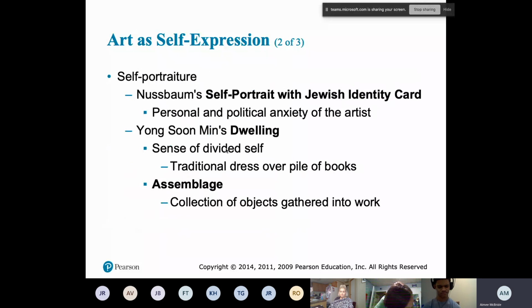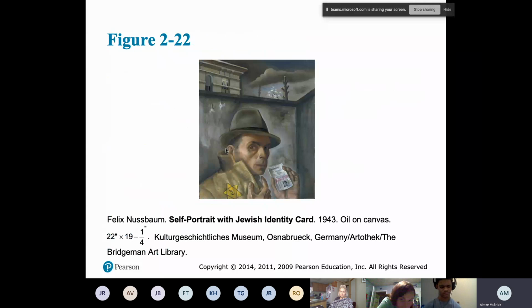So a great example of that is the self-portrait with Jewish identity card. This particular image right here was created during World War II, and it just shows the artist's anxiety during that time being a member of the Jewish faith. He was afraid and stressed out, so he was expressing that emotion in this painting.